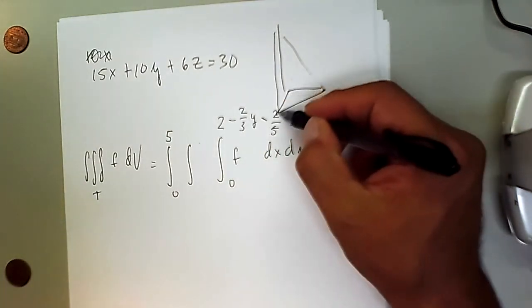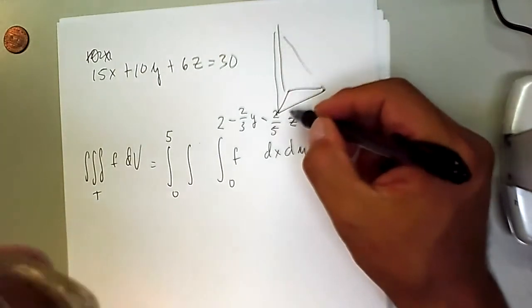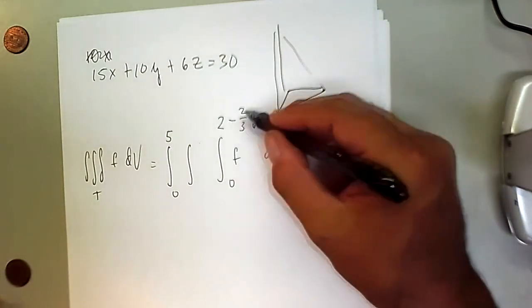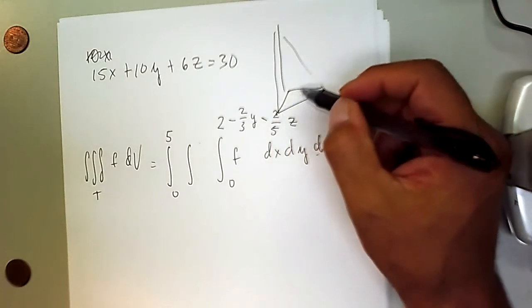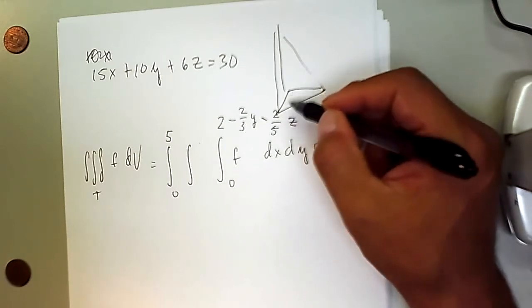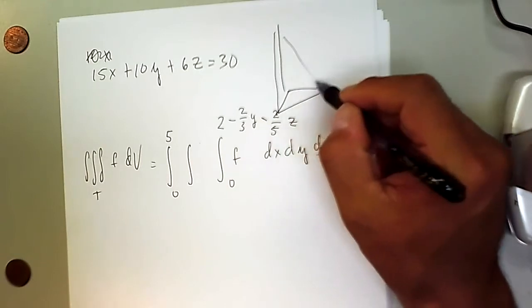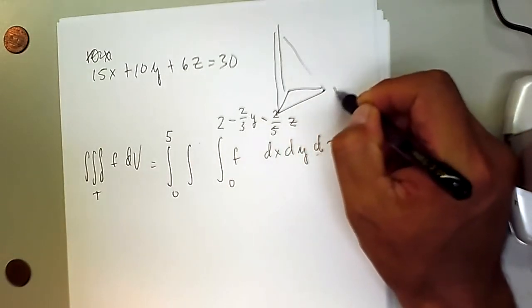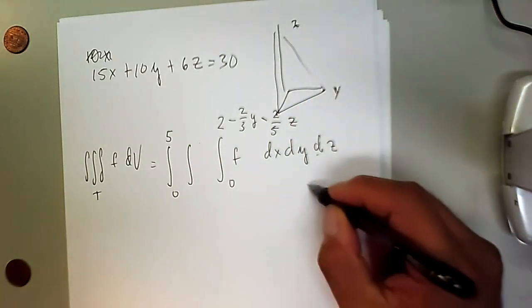So we can only go up to 2, but z can go up to 5. That's why we have that. So 2 minus 2 over 3 y minus 2 over 5 z. Once the x is gone, we can project all of this tetrahedron onto the yz plane.